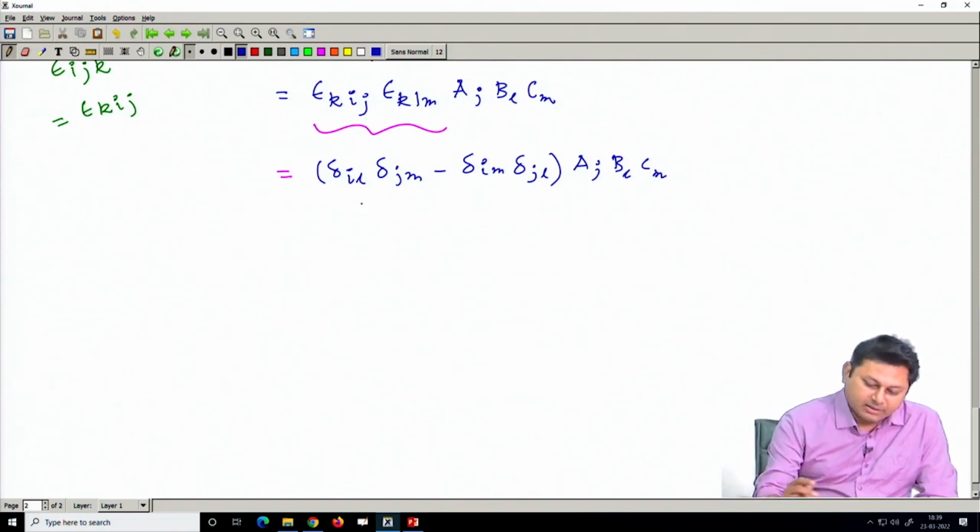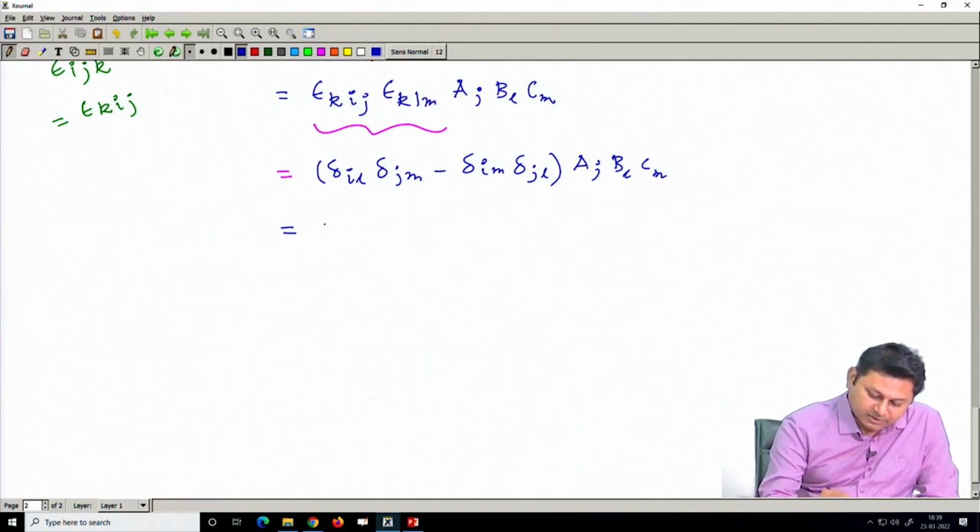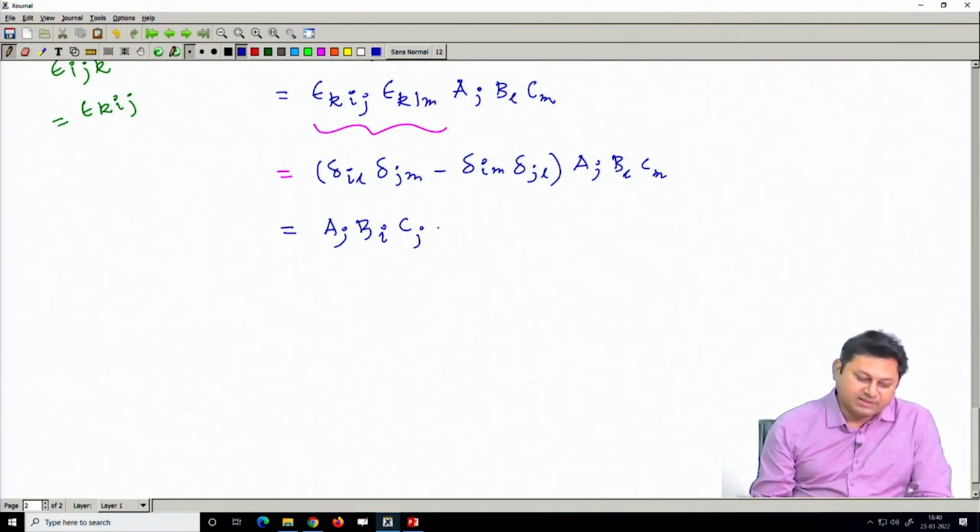Now, in this quantity everything is changing, so we need to understand when it is meaningful. When I is equal to L, and when j is equal to m, the first term is A j, and here I need to put B L as B I, because when L equals I, then it is meaningful, and I have C M, so it should be equal to j, then only it is meaningful. So, I have A j B I C j.